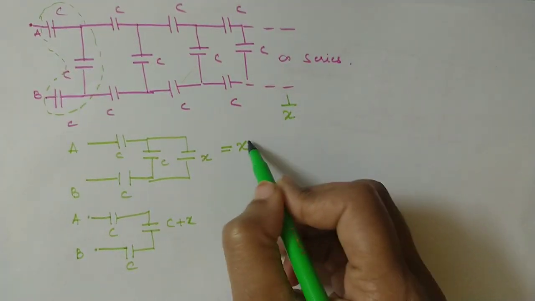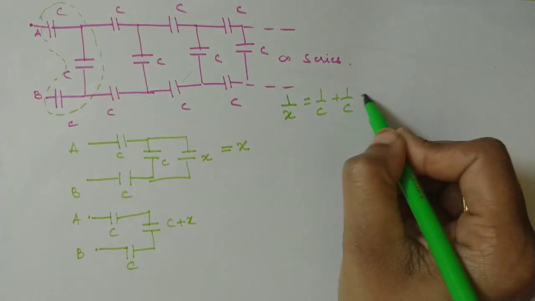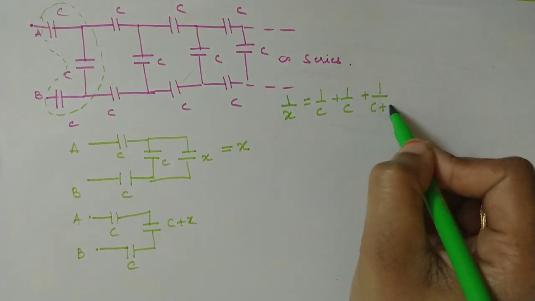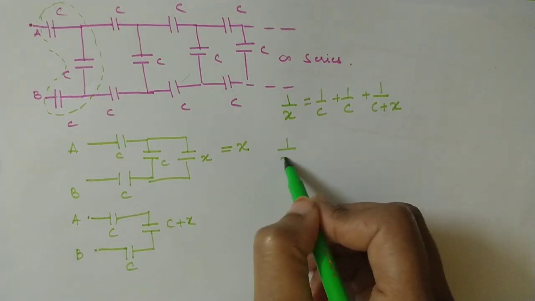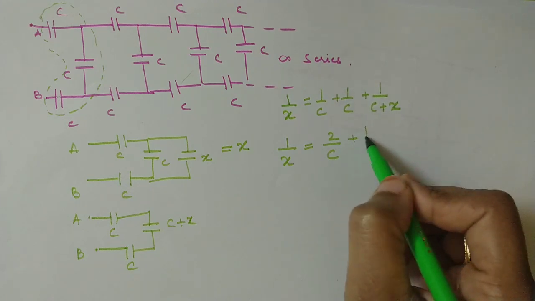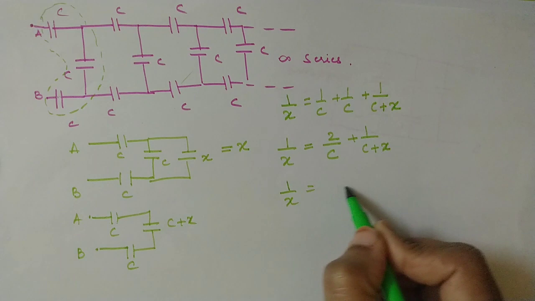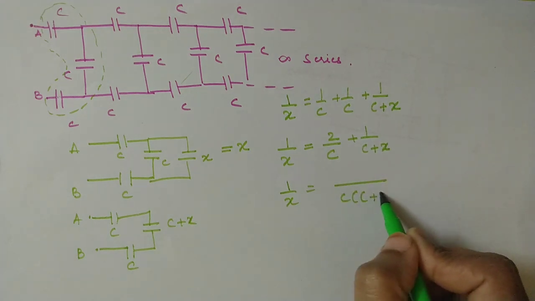1 by X equivalent, which should be equal to X, should be 1 by C plus 1 by C plus 1 by C plus X. Now once you write this, I think you can simplify it. Let me write it quickly: 2 by C plus 1 by C plus X. Take LCM: C into C plus X.